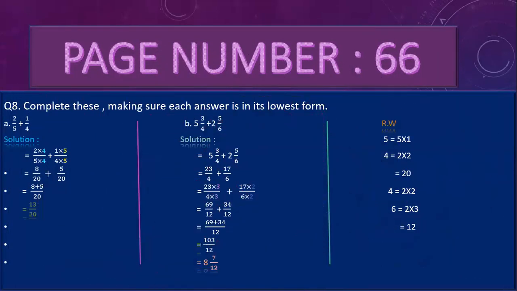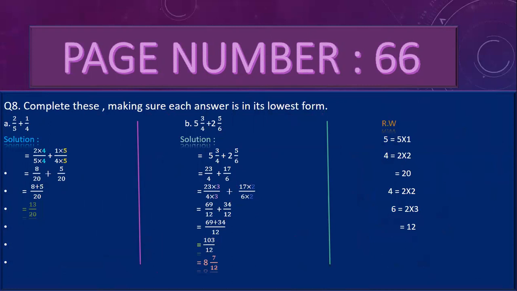Question number 8. Complete these, making sure each answer is in its lowest terms. 2 over 5 plus 1 over 4. We have done these types of questions in the previous pages. When two denominators are different, we convert into the same denominator and we add them. And also we have done this in the previous question 7.